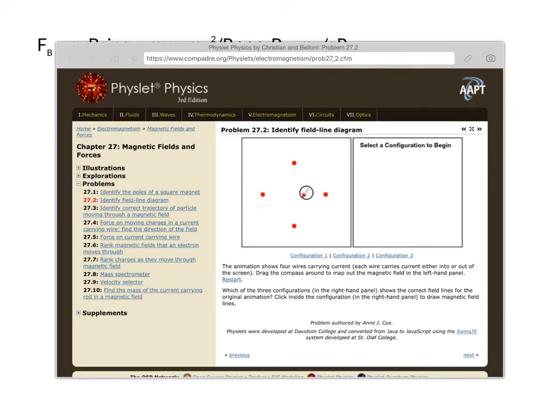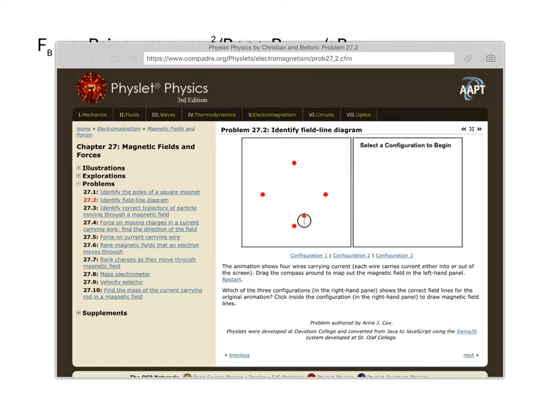Second problem gives us 4 wires carrying current. If we use the little compass needle to see the field around each wire, you can see that the field around each wire is counterclockwise. All 4 of them, the field is counterclockwise. And so if you use right-hand rule number 2, curl your fingers counterclockwise, your thumb points out of the screen. It means the current in all 4 wires is coming out of the screen.